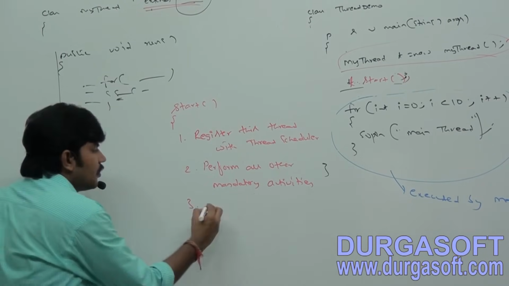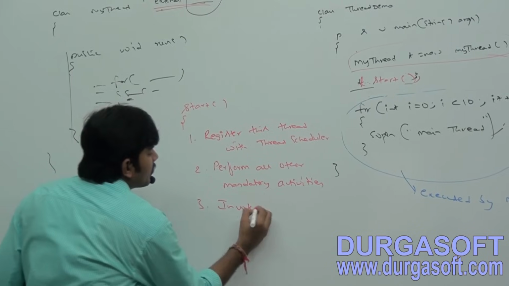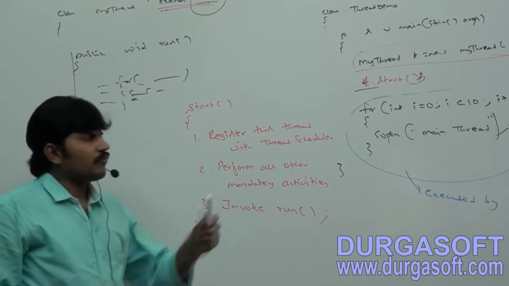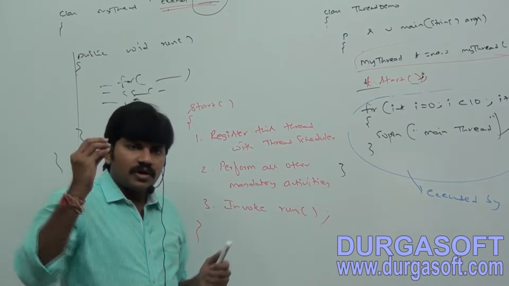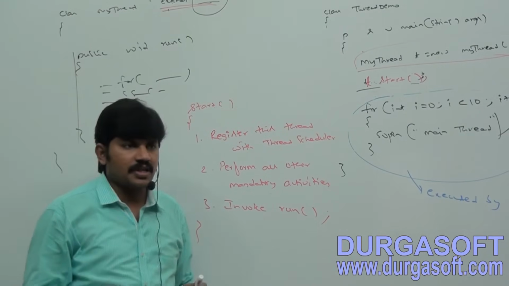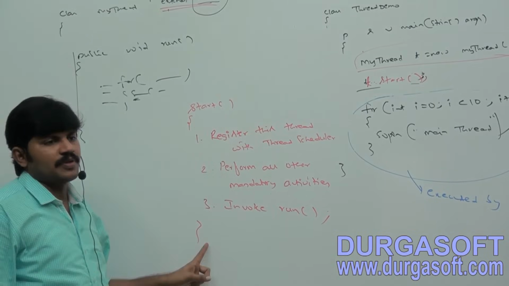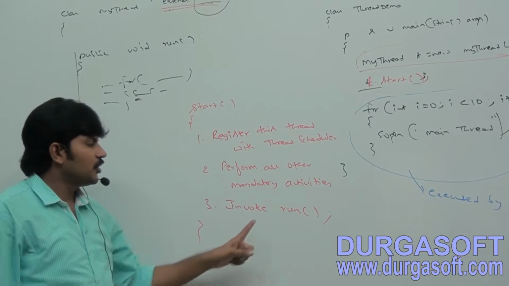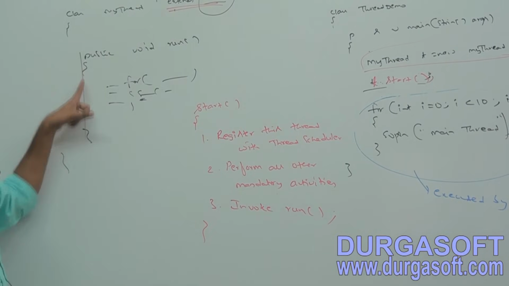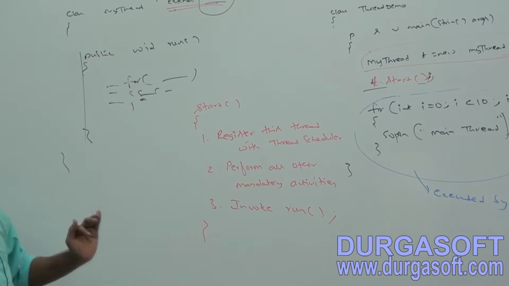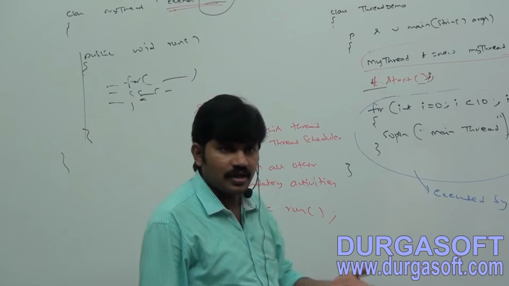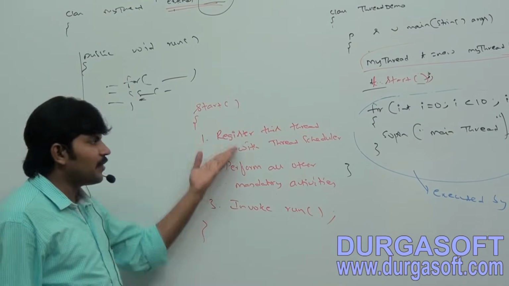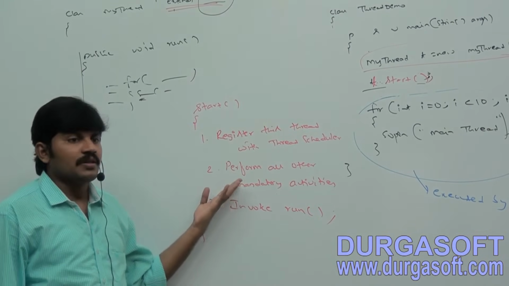After that, invoke the run method. So for our thread, whatever compulsory activities are required, the start method performs them. After completing all of them, the last step is to call the run method. Our run method will be executed so that our job will be performed. If I am not calling the start method, then who is going to perform all these activities? No one. That is the problem.